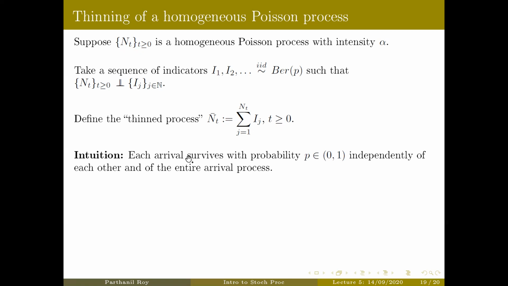Suppose you have, of course, the original Poisson process N(t), so you have arrivals, right? Arrivals of phone calls, arrival of customers, whatever it is. Suppose each arrival survives with probability p, where p is strictly between 0 and 1, independently of each other, and also of the entire arrival process.